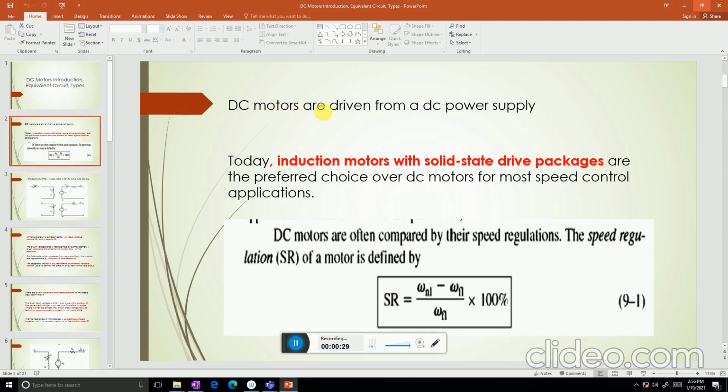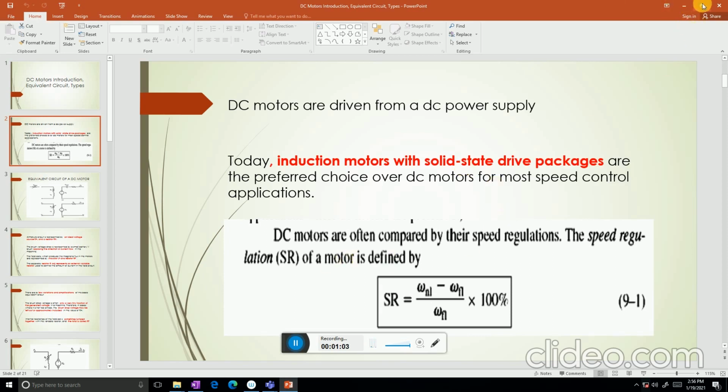First, DC motors are driven from a DC power supply. Nowadays, induction motors are more important than DC motors because of the invention and intensive research done on power electronics and solid state drives. Because of the research on solid state rectifiers and inverters, induction motors got more importance than DC motors.